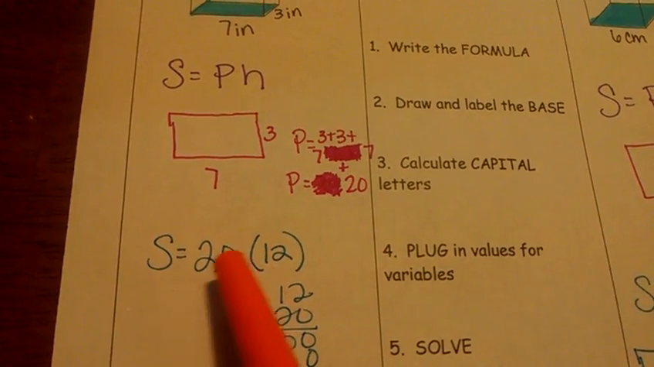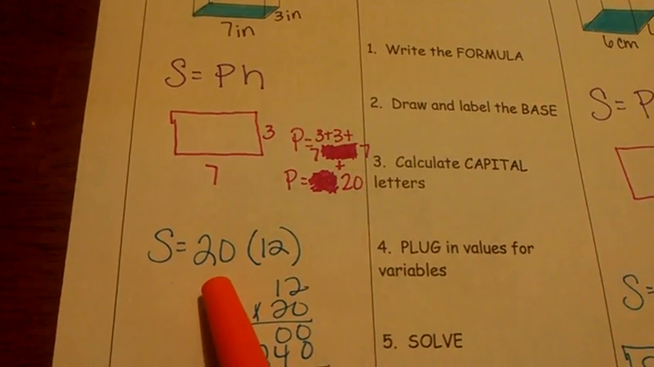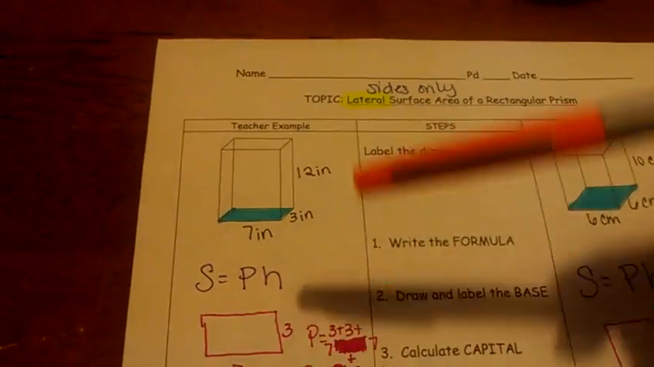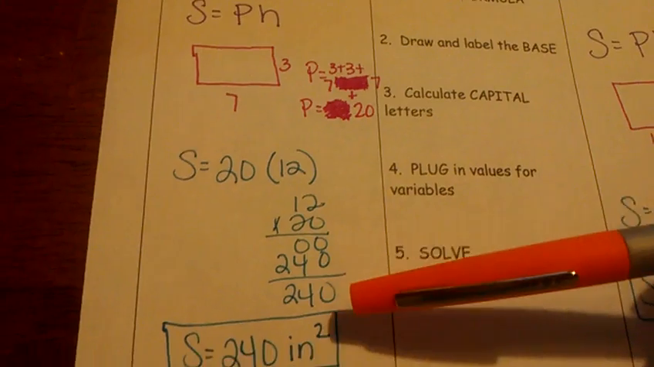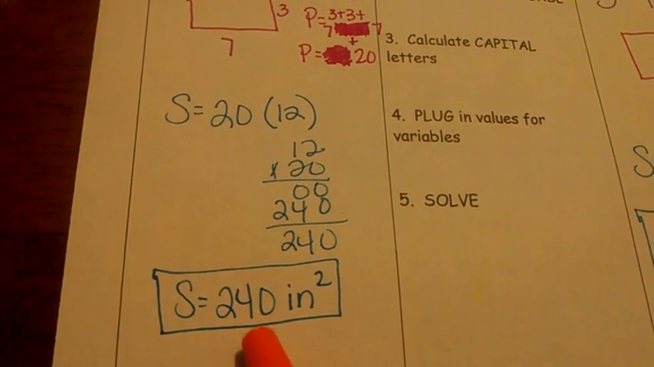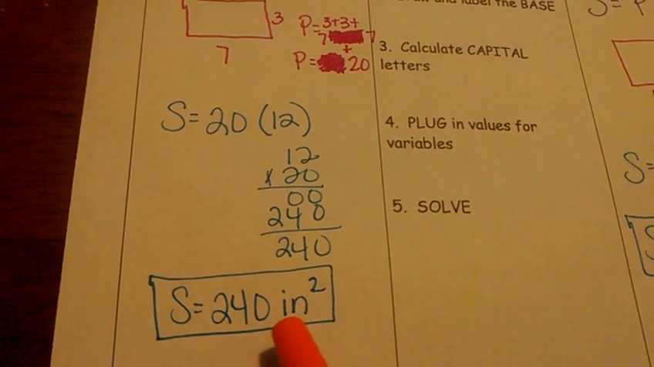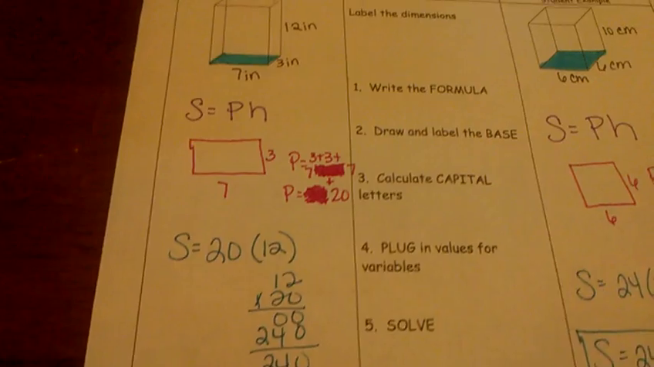Step number 4, plug in your variables. Capital P, perimeter, we just solved for it, is 20. H is our height that connects our 2 bases, is 12. So 20 times 12 is 240. So the lateral surface area of this rectangular prism is 240 inches squared. It's pretty simple, guys, right?